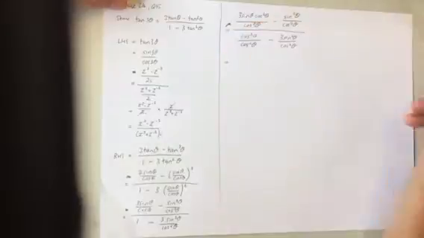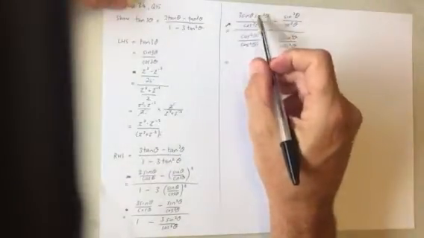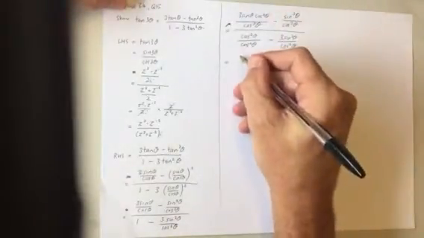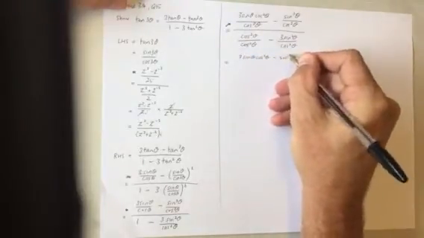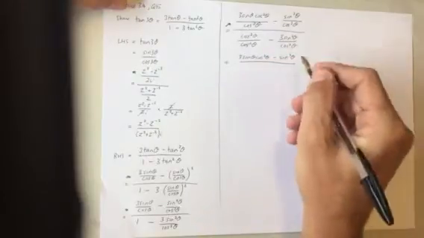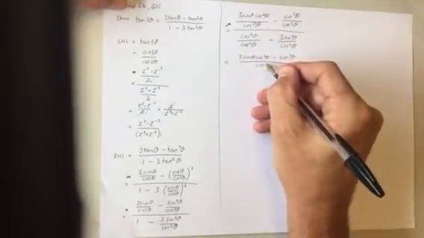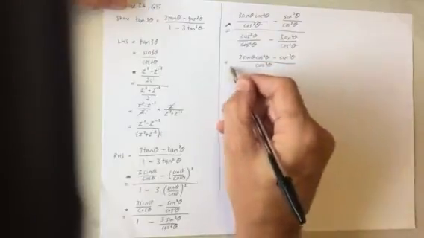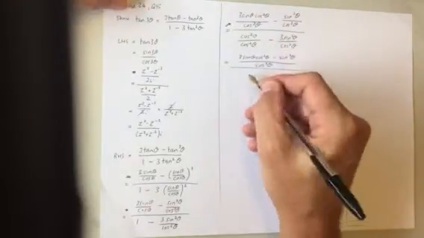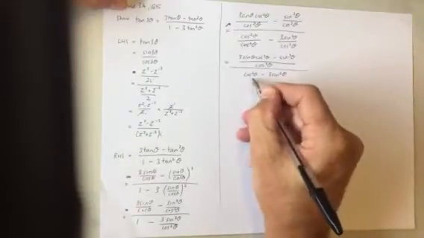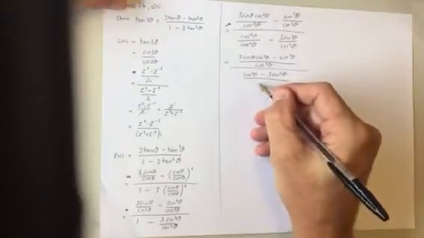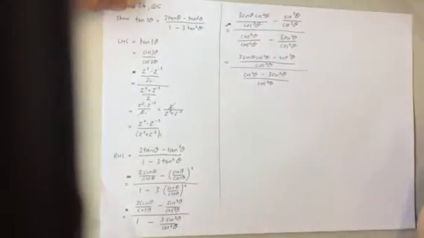Alright, so now we can do the subtractions in the numerator and the denominator. So subtract from here, subtract sine cubed theta. Hopefully you remember the denominators stay the same. And likewise with the denominator, it's going to be cos squared theta all over cos squared theta.